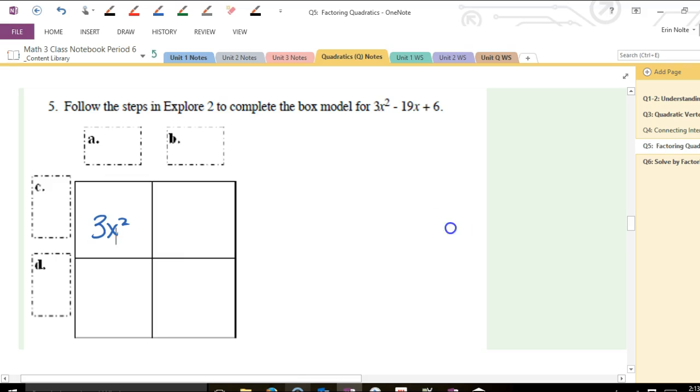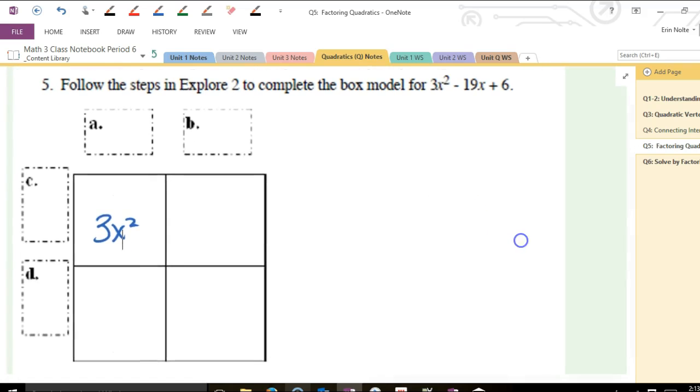I can zoom in a little for you. What's my last term? 6. Okay, so then what do I do from there? I multiply them. What is 3 times 6? 18. So I'm looking for two numbers that multiply to 18 and add to negative 19. Okay, so negative 18 and negative 1, right?